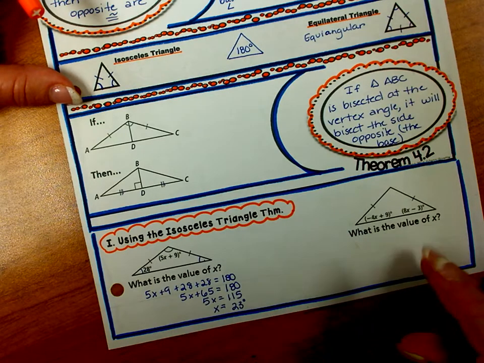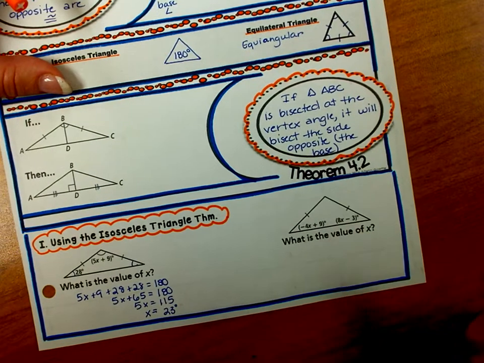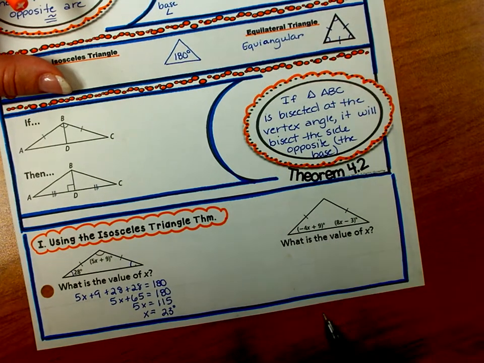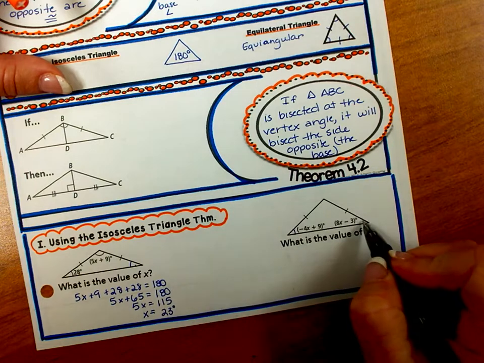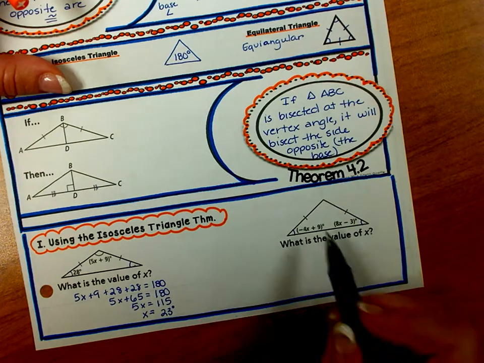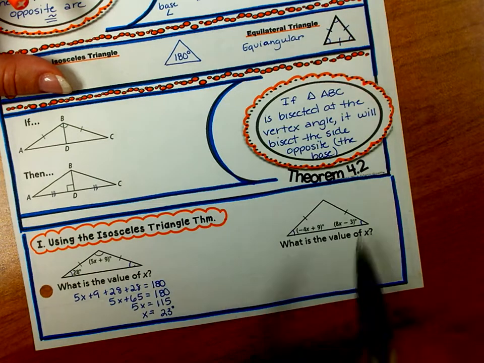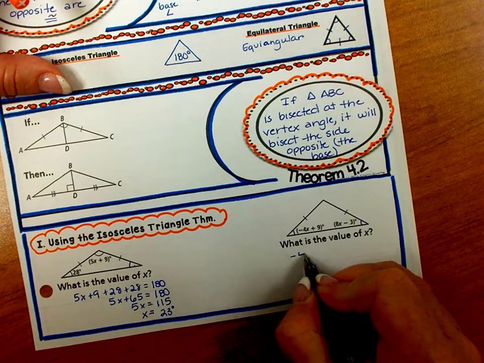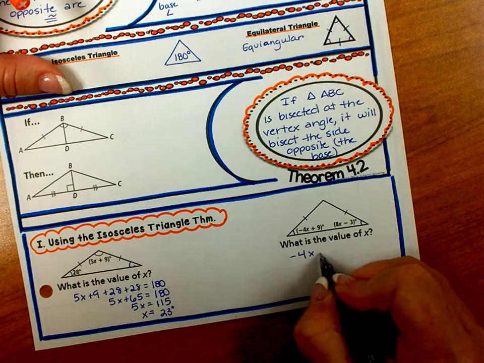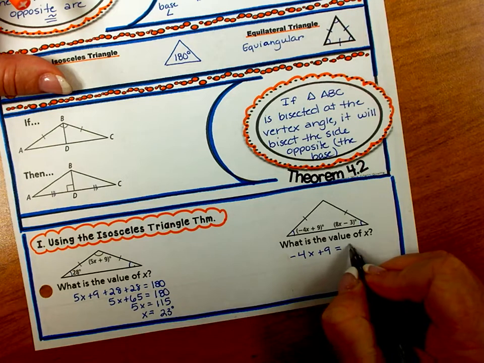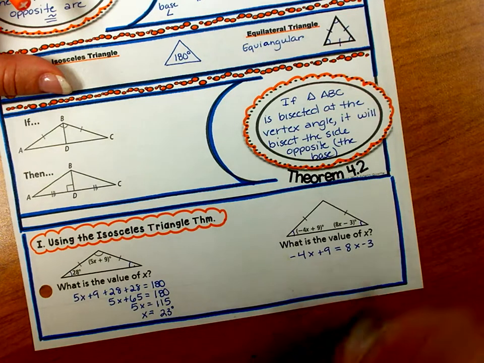Okay, let's take a look at the second one. In the second example, the sides are the same, so we know that these angles are the same. We don't know the third angle, so we can't set them equal to 180, but since we know these angles are the same, we can set up an equation that looks like this. Negative 4x plus 9 is going to be equal to 8x minus 3.